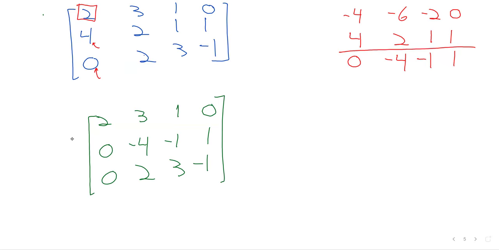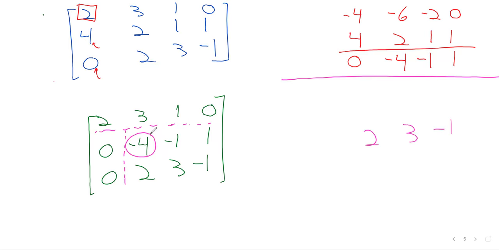We're done with the first row, and this column is now all zeros, so we're done with that. And now we repeat ourselves. We look at the upper left entry. If this is a zero, we swap in a lower row to make it not be zero. That is not necessary in this case. And then we use that to make whatever's below it, in this case this 2, turn to 0.